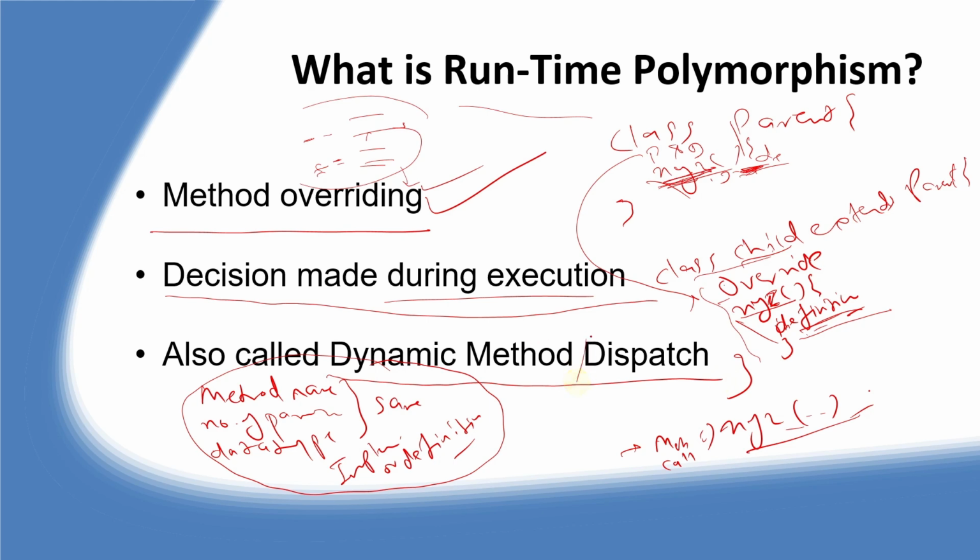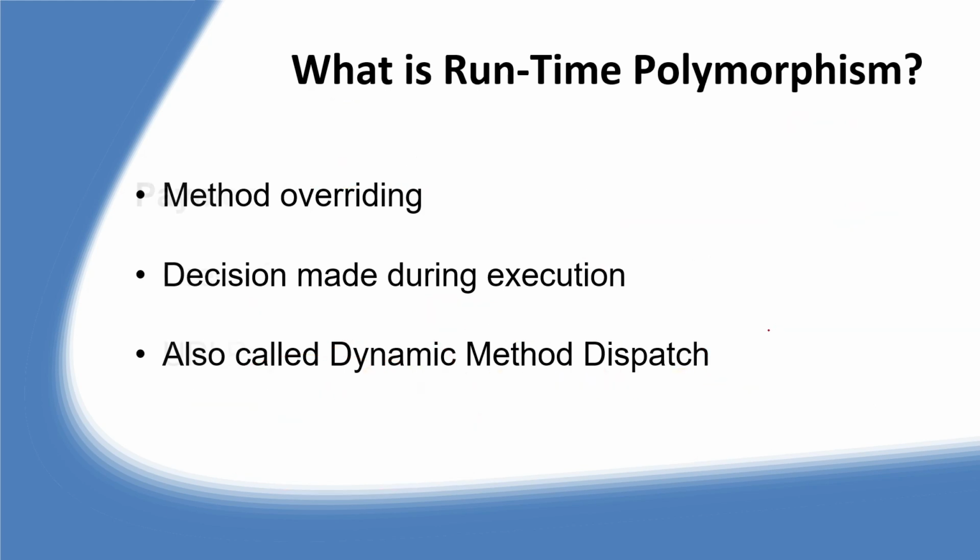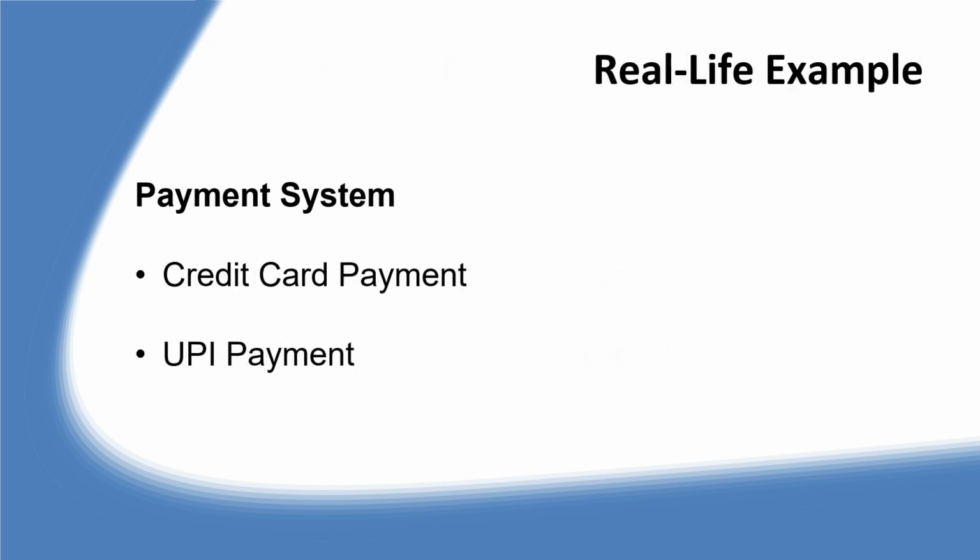Dispatch we know, right? Dispatch means delivery kind of thing. And dynamic means during runtime it is telling which method to call, and that method is being dispatched. That's why we are calling it dynamic method dispatch. If your concept is clear, you can learn very easily. So this is one example.